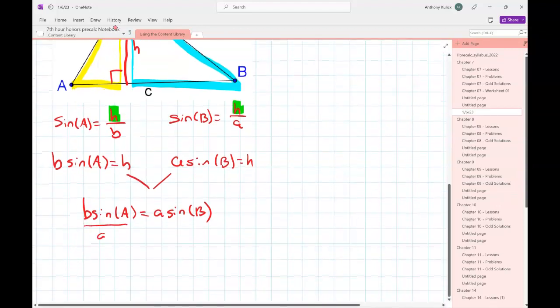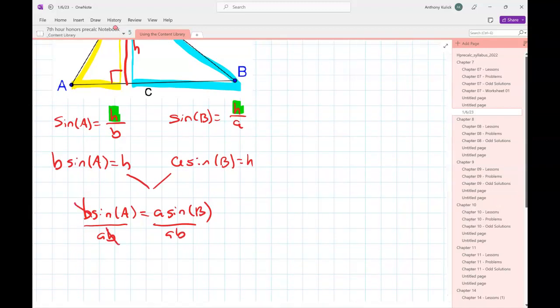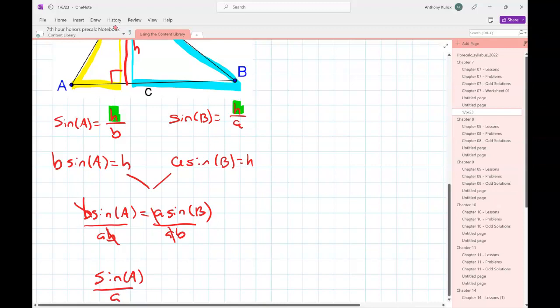Now, this is not the typical form that we represent this equation in. So what I'm going to do is divide both sides by AB. So the B's cancel on the left and the A's cancel on the right, and we're left with sine A over A equals sine B over B.